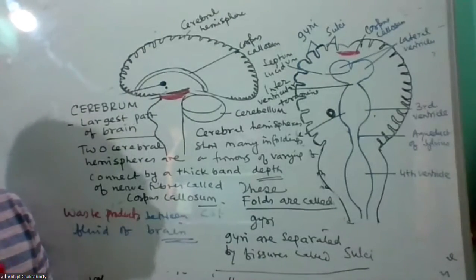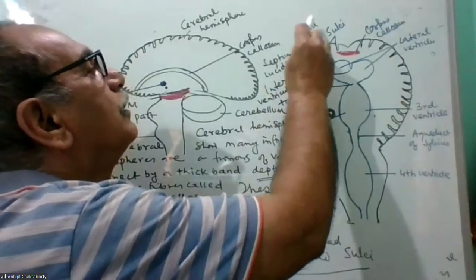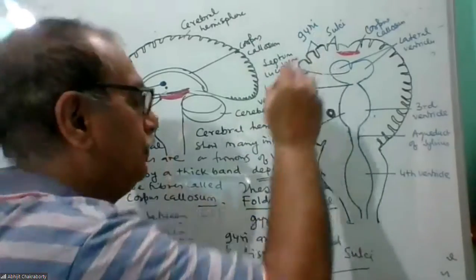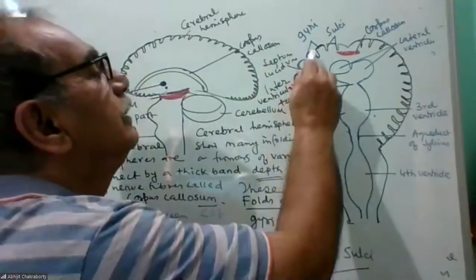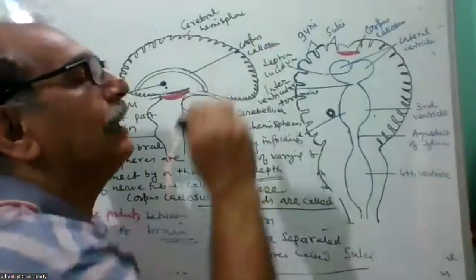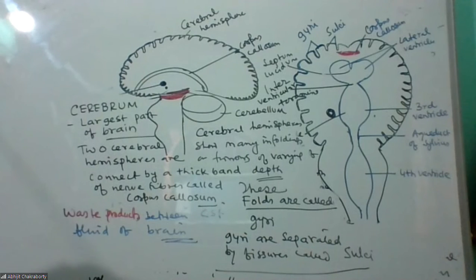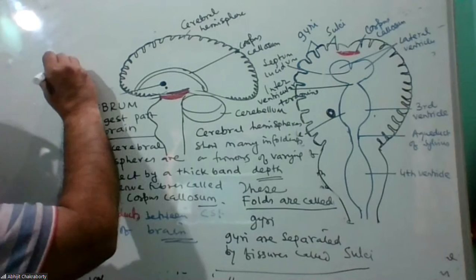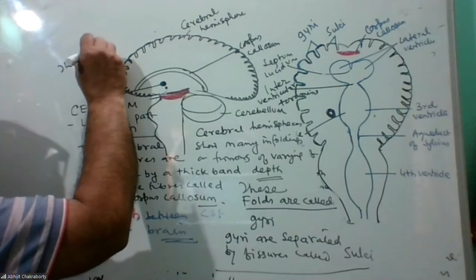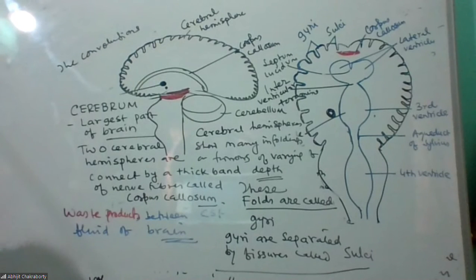So the cerebrum has a number of infoldings. These folds are called the gyri, and the furrows or fissures separating these gyri are called the sulci. Due to the presence of sulci and gyri, these convolutions increase the surface area of the cerebrum.